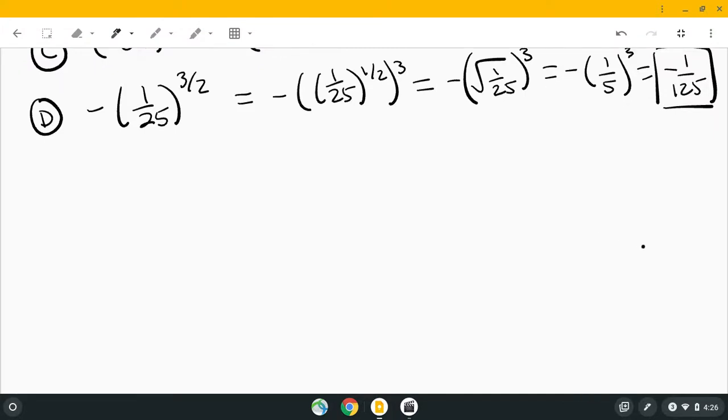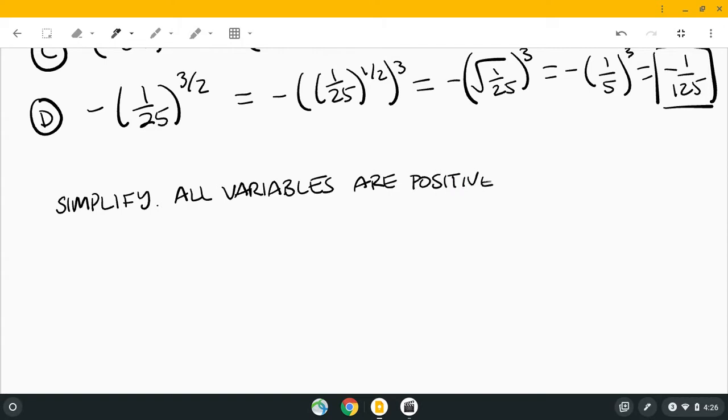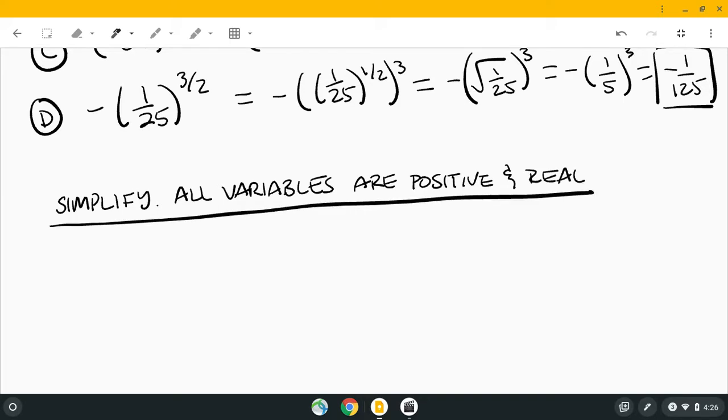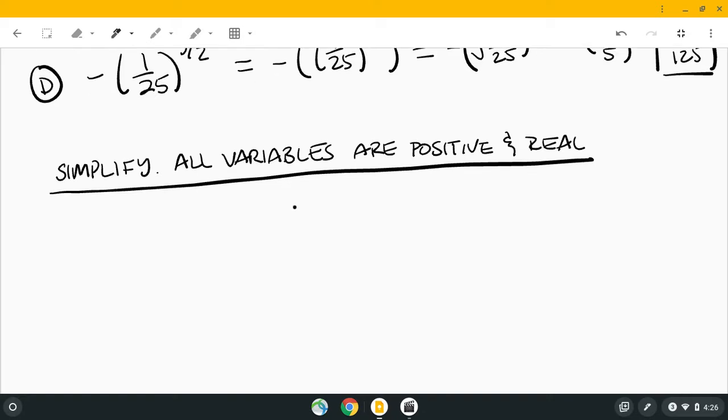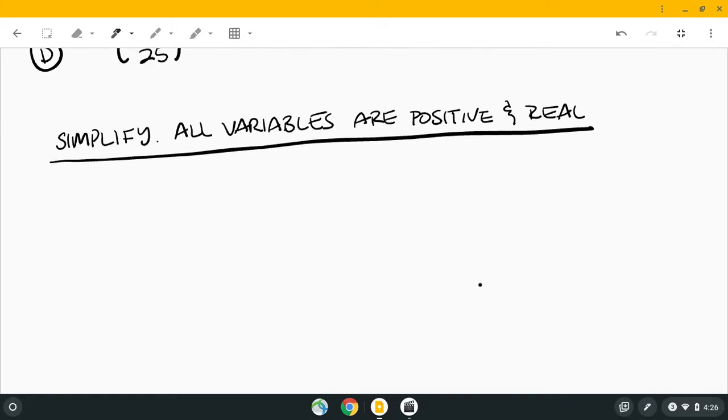All right, so let's simplify these. And I'm going to make a statement here. All variables are positive and real. Okay, that way when you see a statement like this, you don't have to worry about your absolute value symbols. Okay, so you can ignore all of your absolute value symbols because we're saying all the variables are positive. Okay, let's take a look at this first one.